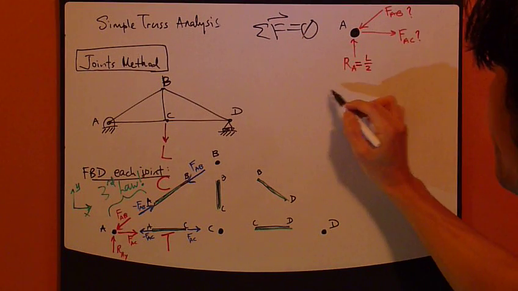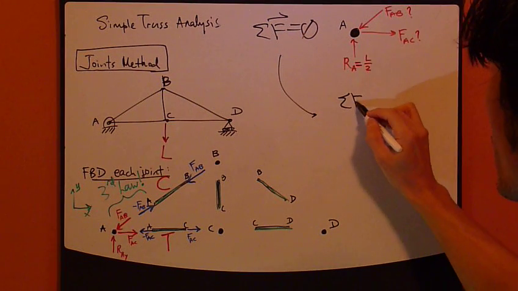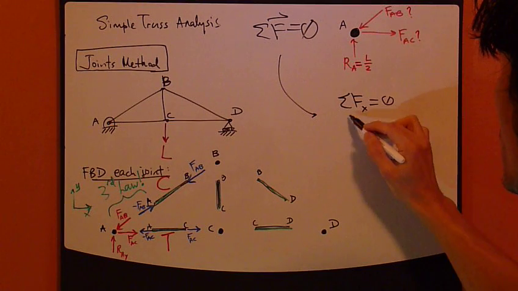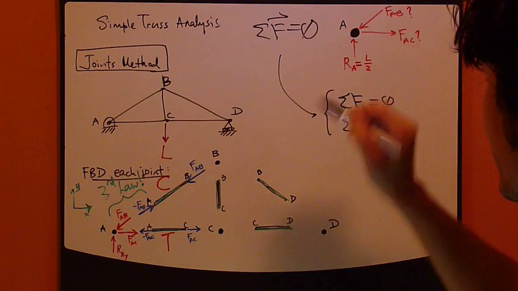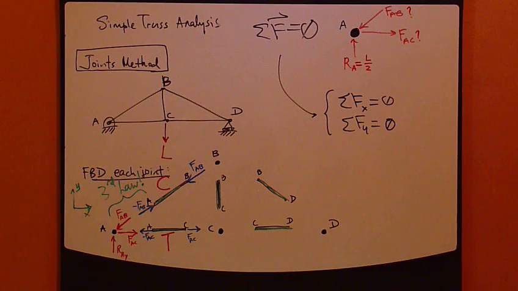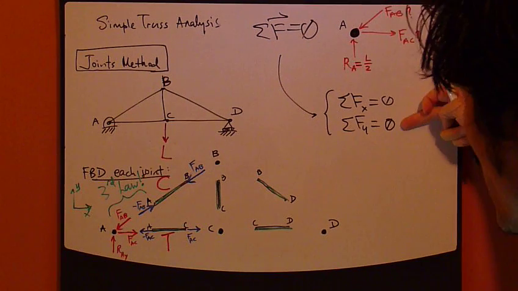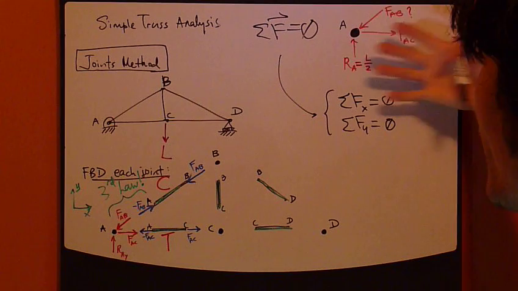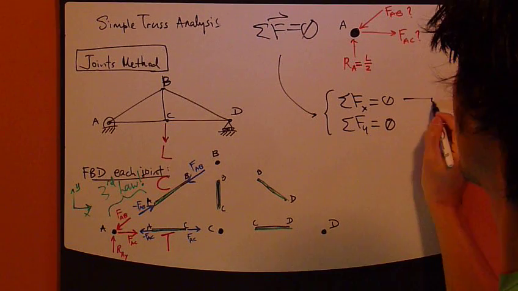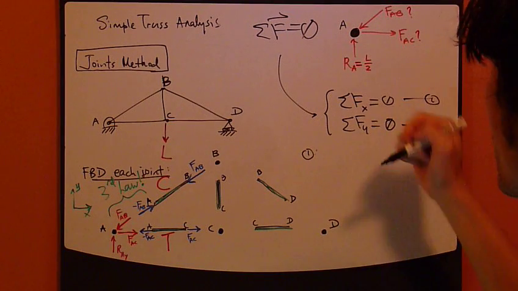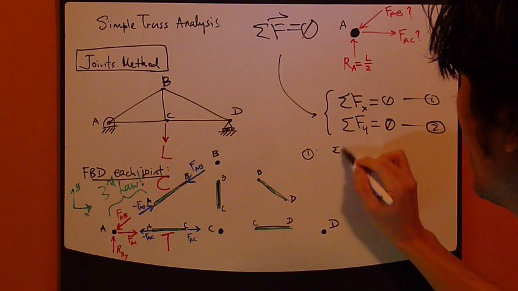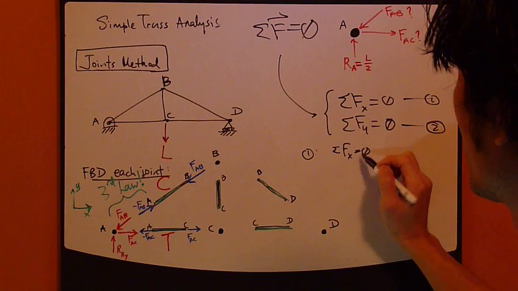So I have sum of forces x equals 0, sum of forces y equals 0. That's all. So apply each equation to the entire free body diagram. Let's do that. Equation 1, sum of forces x equals 0. Let me just rewrite it here.